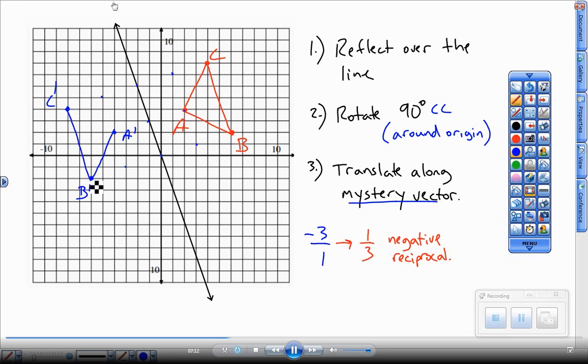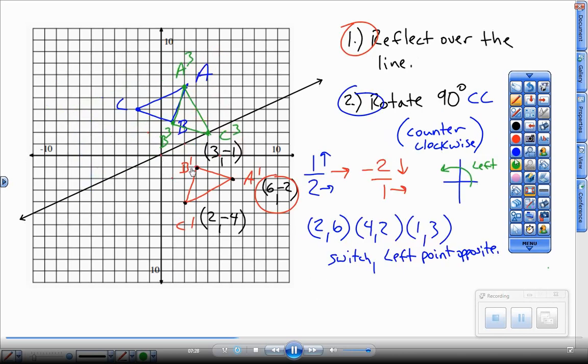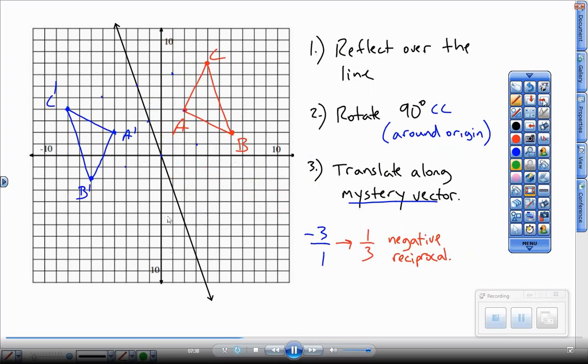If I folded this paper down this line, it would fold right on top of the other. Equal distance, perpendicular to that line of reflection. That's a perfect reflection. If I go back to that other one and draw those little lines, they're an equal distance on either side of that line of reflection. That's how you reflect over those different lines through the origin.